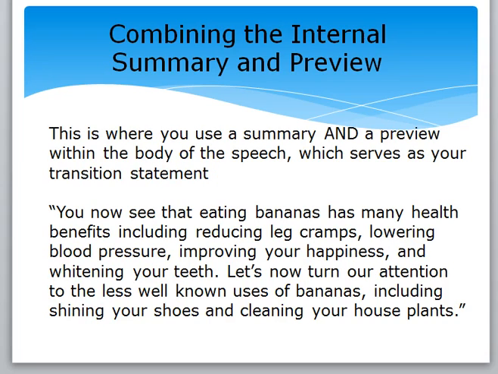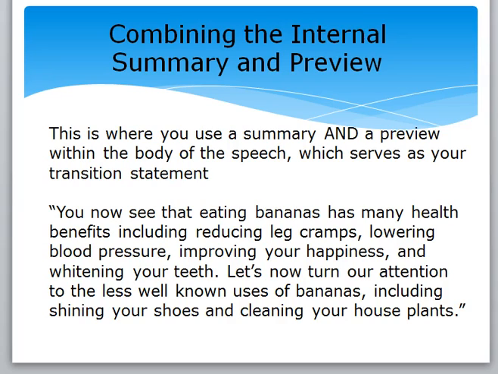We can also combine the internal summary and the internal review or preview. This is where you use a summary and a preview within the body of the speech, which serves as your transition statement. For example, you now see that eating bananas has many health benefits, including reducing leg cramps, lowering blood pressure, improving your happiness, and whitening your teeth. Now let's turn our attention to the less well-known uses of bananas, including shining your shoes and cleaning your houseplants.